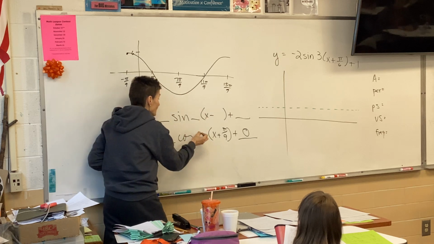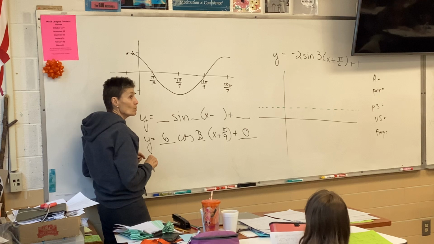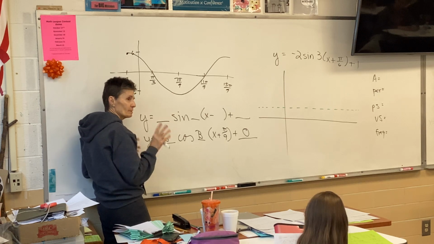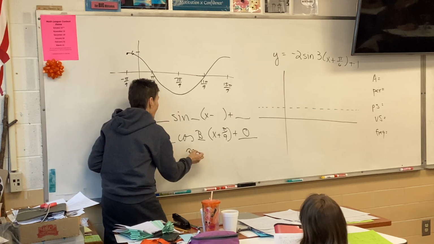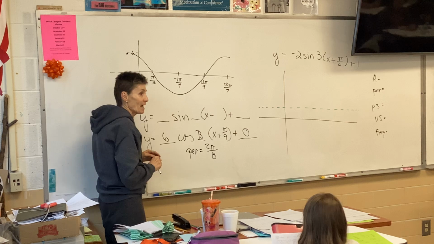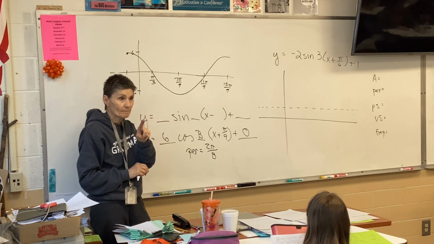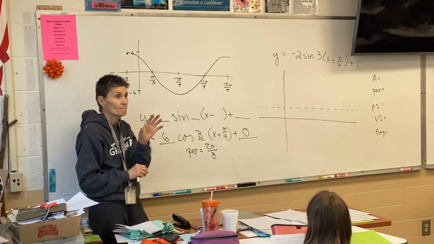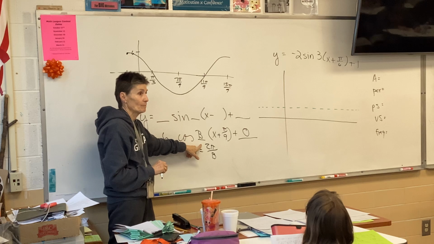All right, now I need to find this number right here. For the time being, I'm going to call that number B. Okay? You can call it whatever you want. I wouldn't call it X or something, but make up a letter. I know that my period is 2 pi divided by that number. That's how you find the period. You take 2 pi, always 2 pi, for a sine or cosine, and divide it by that number.